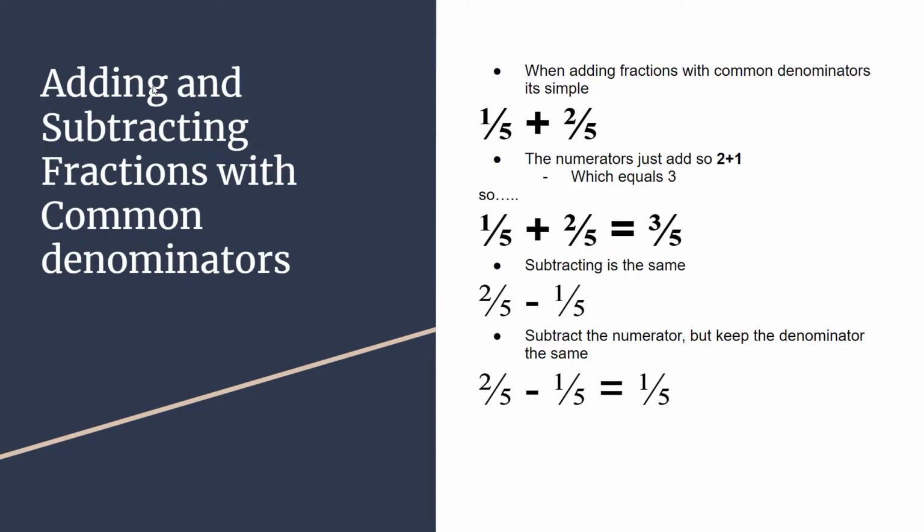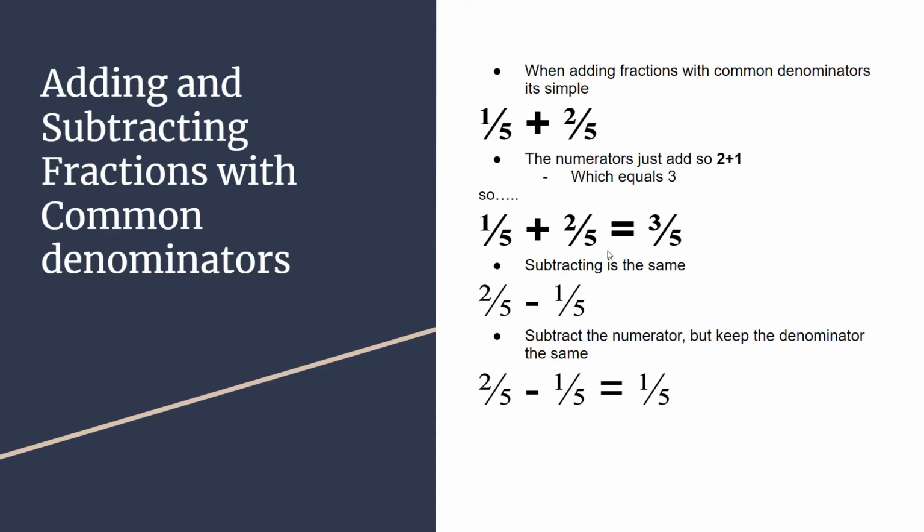Adding and subtracting fractions with common denominators. When you're adding fractions with common denominators, it's pretty simple. All you have to do is add the numerators together. An example would be 1 and 2. So 1 plus 2 equals 3, and you keep the denominator, which is 5. So 1/5 plus 2/5 equals 3/5.